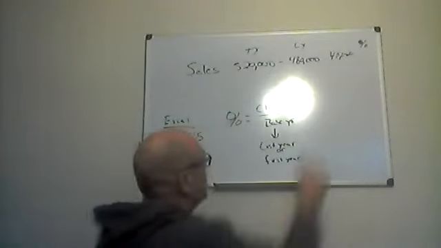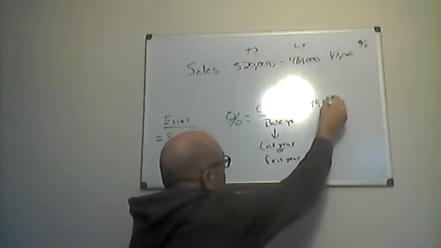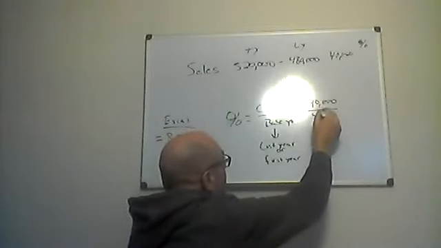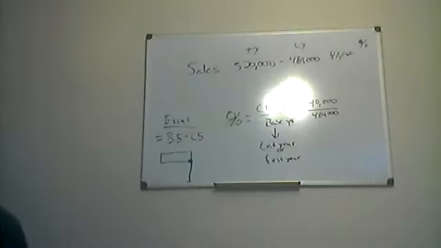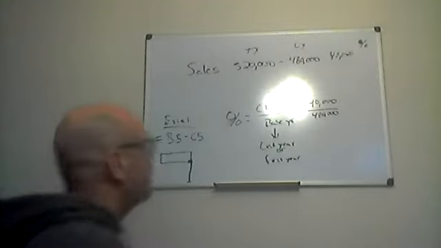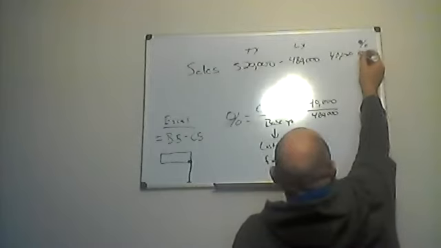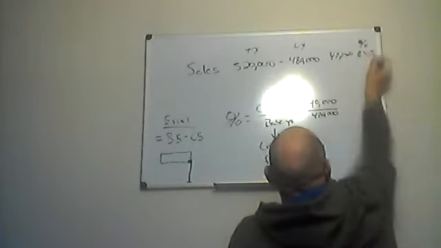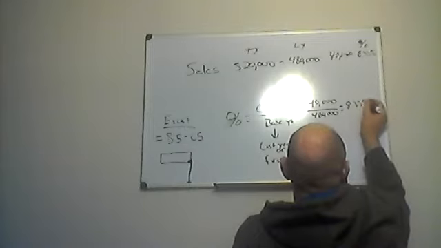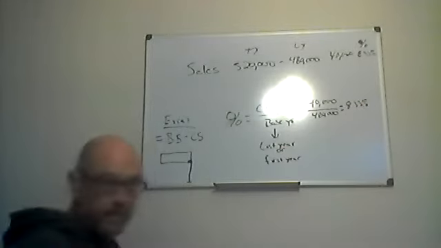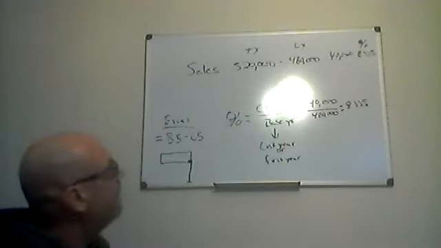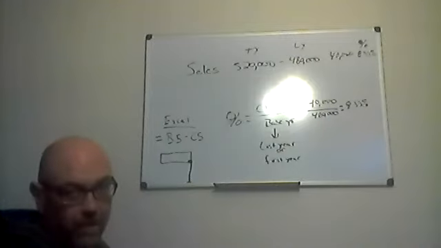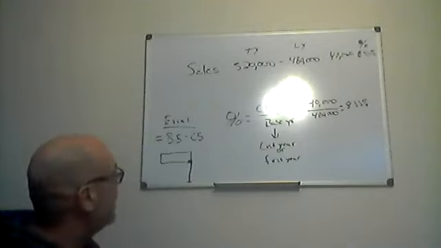So this one, we would take 40,000 divided by 480,000. Put that in a percent format, and that comes out to 8.33%. You can tell the sales from 480,000 to 520,000, we rose sales 8.33%. So the calculations on that are pretty easy.